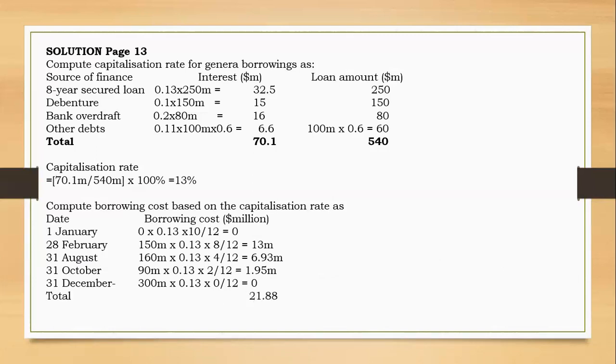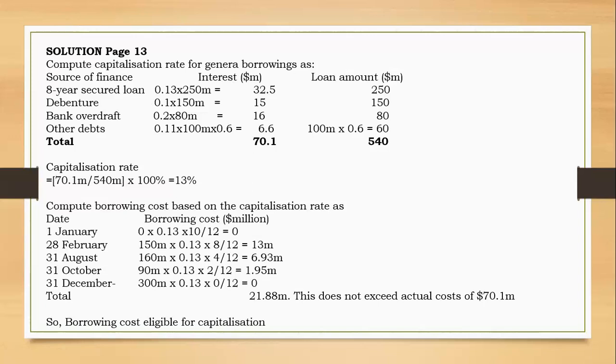So after having this, we obtain the total borrowing cost of 21.88, and you always have to compare with the actual cost. That's why I said this does not exceed the actual cost of 7.1 million. This is the actual cost. So no problem, borrowing cost eligible for capitalization would obviously be 21.88 million.